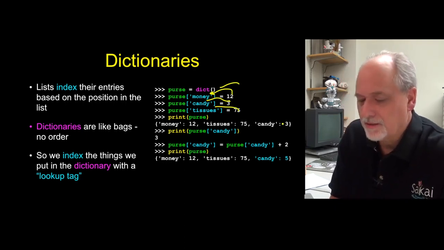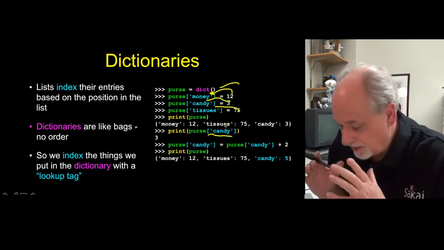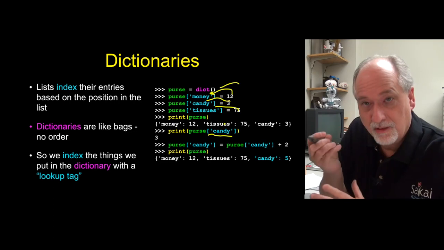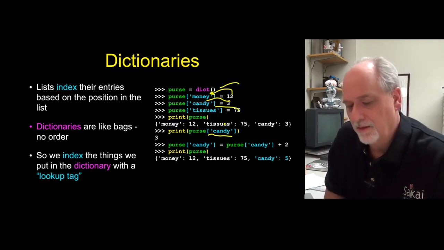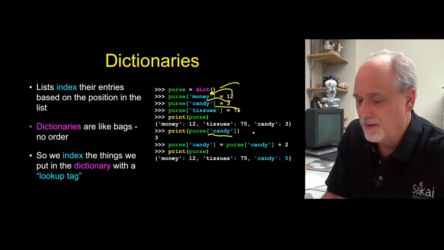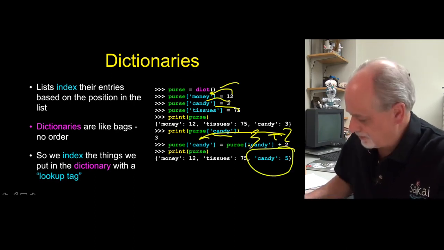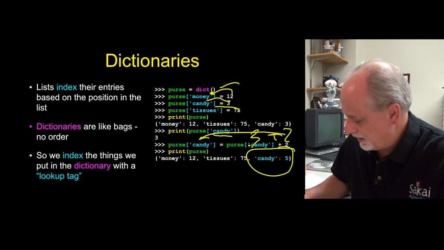We can ask, using the index operator, what is per sub candy? And that's like saying, hey, give me back candy, and out comes the number 3, which is that. We can update stuff. So we can say, go grab the candy version, add 2 to it, make 5, and then store that back into candy. And so now we see that candy has been set up to be 5.